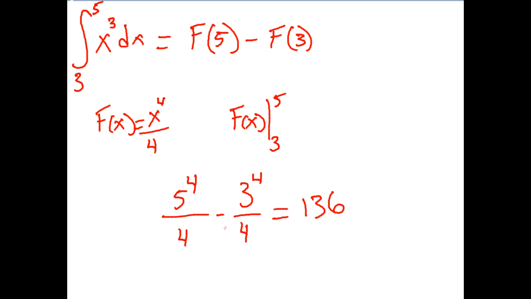And where do we get 136? Well, 5 to the 4th is 625, so we have 625 fourths, and then 81 fourths, and we subtract that to get 544 fourths, which is 136.